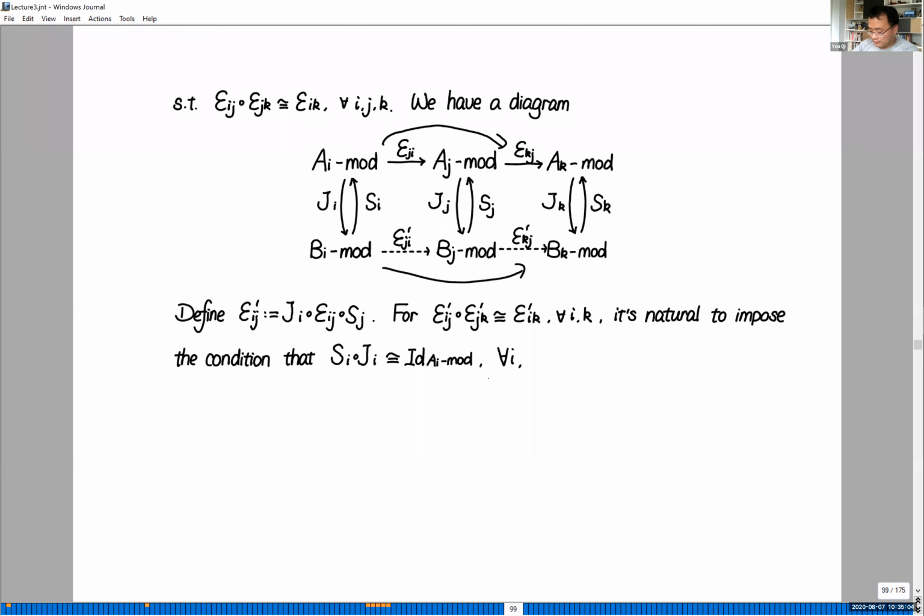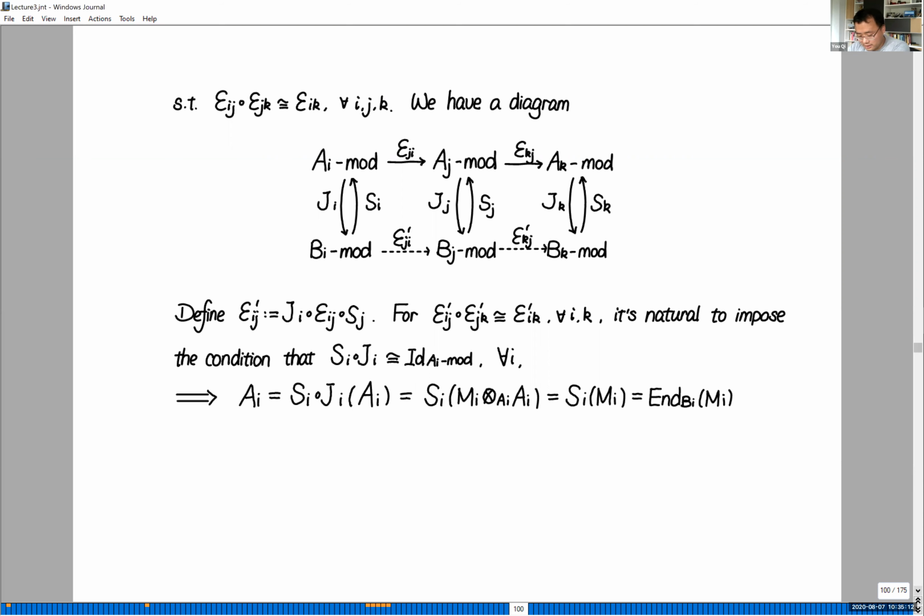So the double arrow going through A_I just cancels out. Let's analyze what this does. If you apply this functor S_I J_I to the module A_I, the free A_I module, the right-hand side is just A_I itself. And the left-hand side, S_I of J_I applied to A_I, is S_I applied to M_I, by definition of J_I as induction along M_I. So it's the same as S_I applied to M_I, and S_I is Hom out of M_I into M_I now. So this is precisely the endomorphism of B_I.